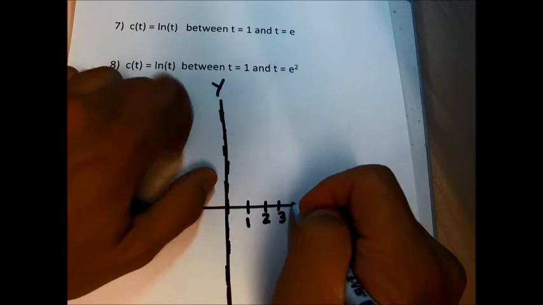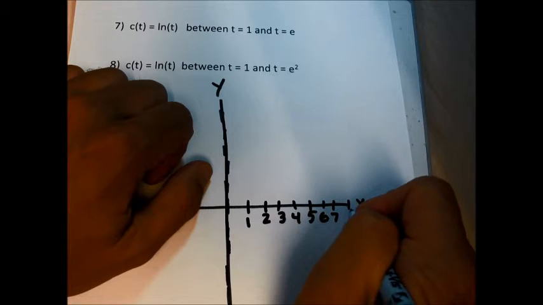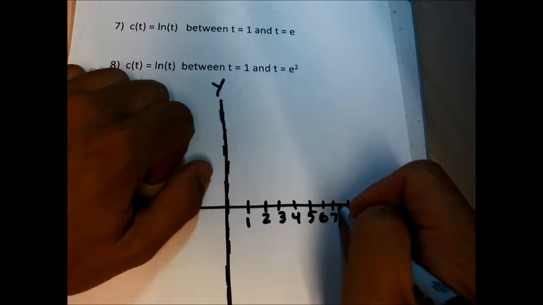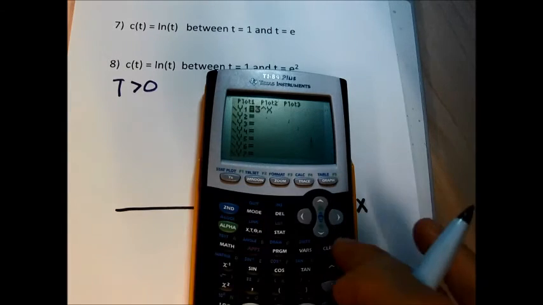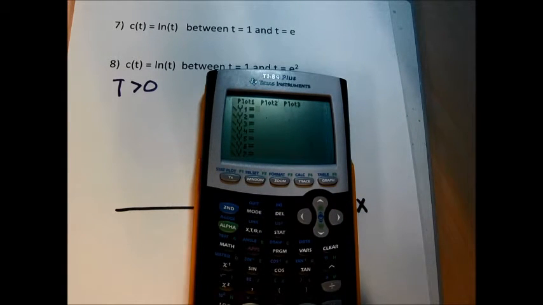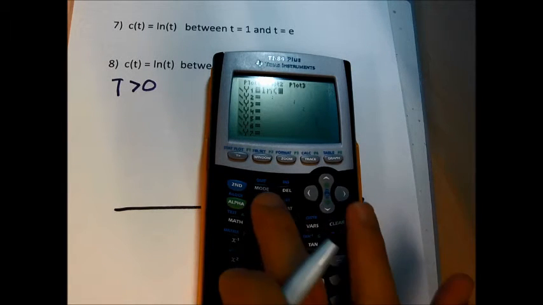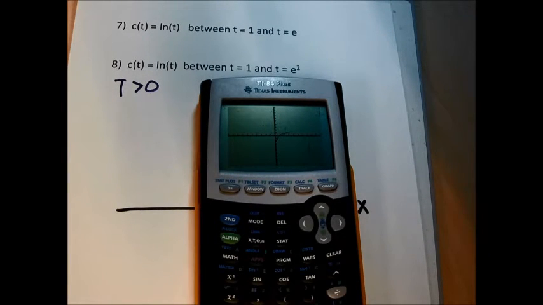So as I'm marking out the x-axis, 1 was a value that was given, and e squared is a value that's given. So e squared is about there. All right, so let me get the graph and get the y coordinates of my points. So graph, y equals, clear. I can't do ln of t. I'm going to hit the ln button and do ln of x. My standard window is probably adequate, so I'm going to graph it.